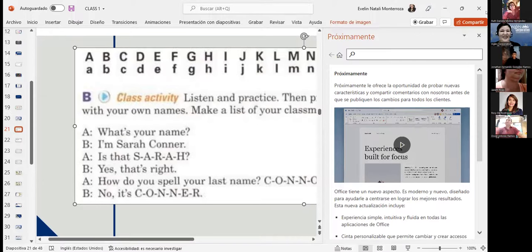My name is Victor Alfredo Canizales. Is that V-I-C-T-O-R? Yes, that's right. How do you spell your last name? Is it K-A-N-I-Z-A-L-E-Z? No, it's G-A-M-I-C-I-L-E-Z. Okay, A-Z-A-L-E-Z. Okay, thank you very much.